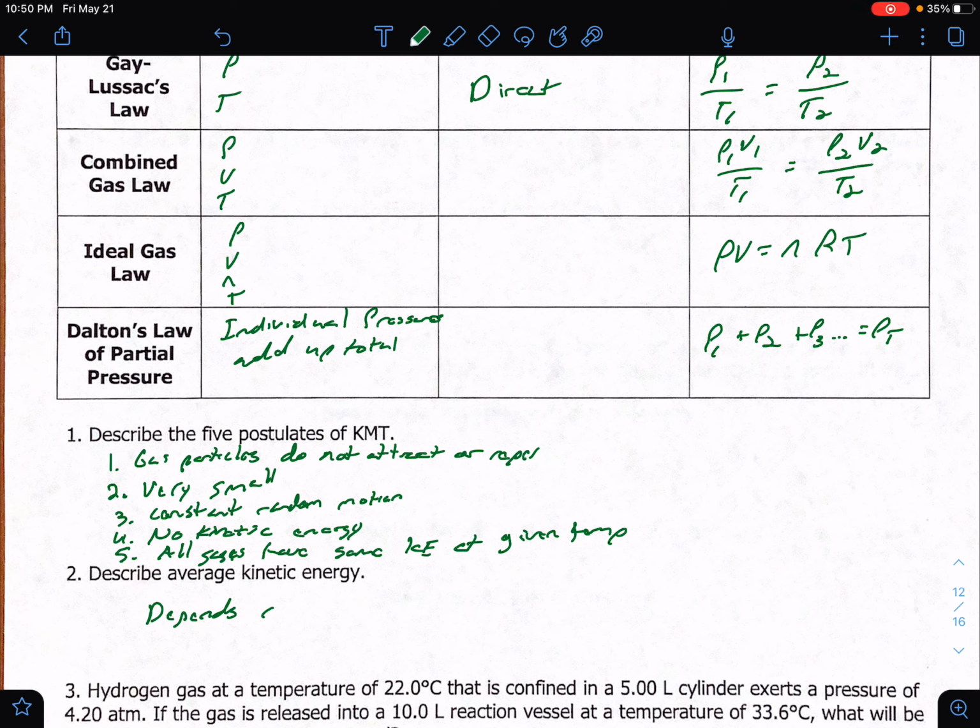Okay, so the more it's moving, the more kinetic energy it has, and also the bigger it is, the more kinetic energy it can have. Okay, so now we actually get into equations. So the key here is just to look at what you're given.